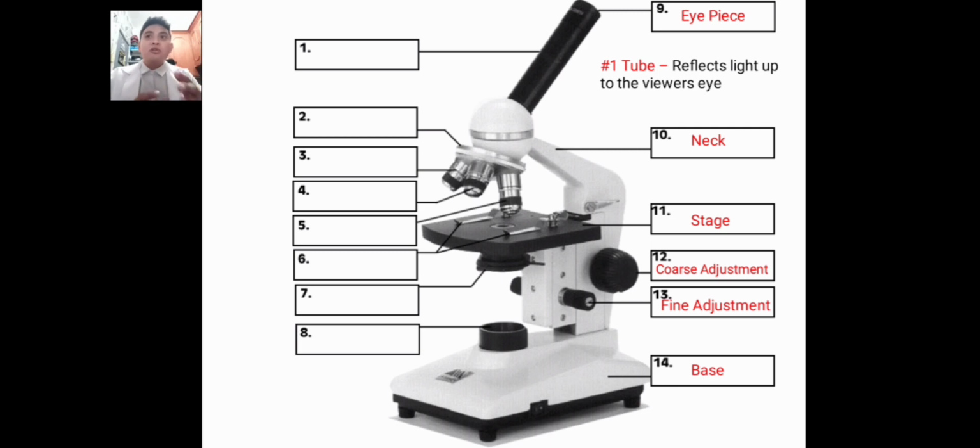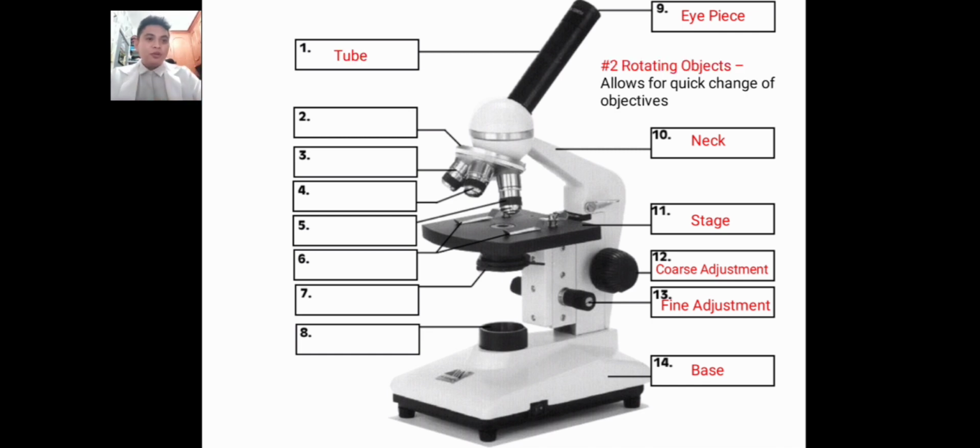In some microscopes such as binoculars, the eyepiece tube is flexible and can be rotated for maximum visualization for variance in distance. For monocular microscopes, they are non-flexible. Yan, pagkakaiba po ng binocular and monocular. In binocular, flexible po yung tube natin. But in the monocular microscope, hindi po siya flexible. Okay po.